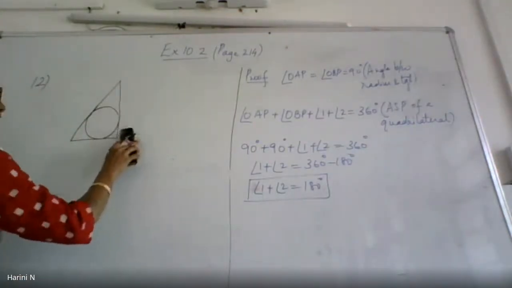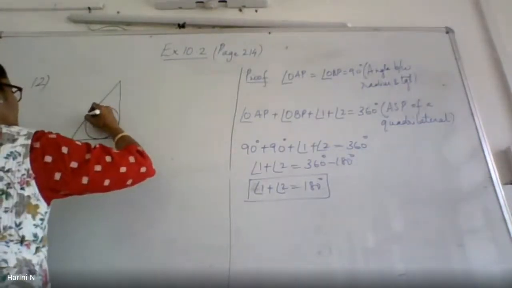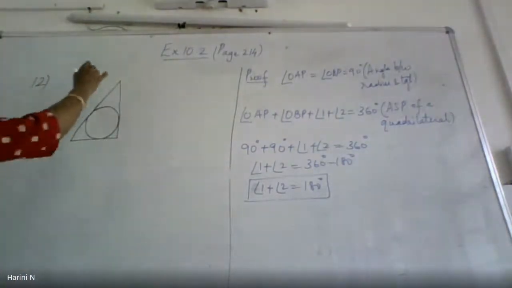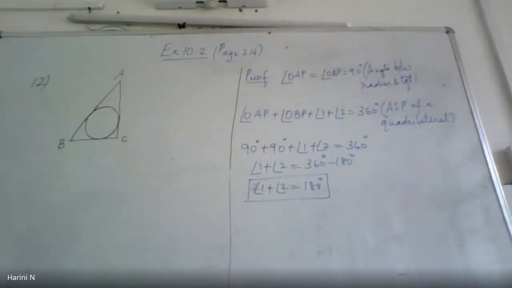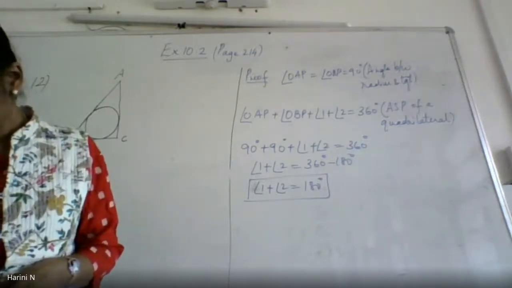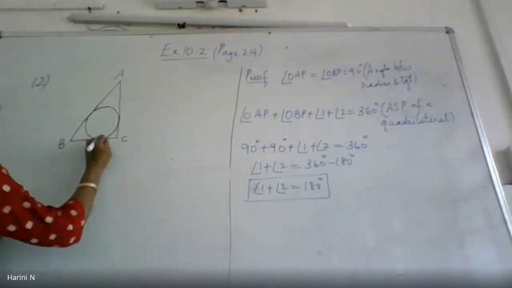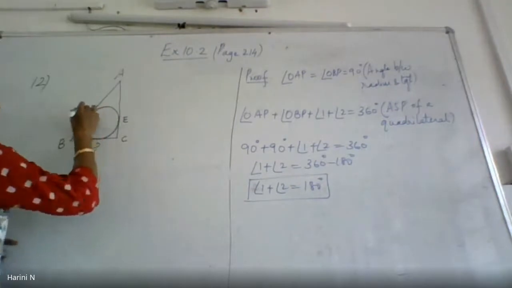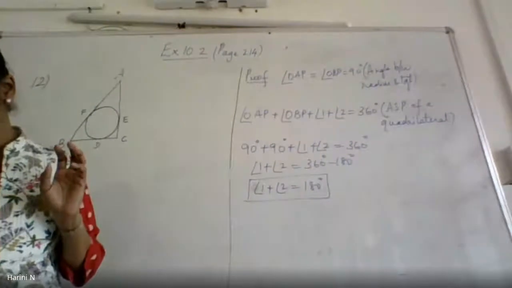Can you see somehow I have drawn this triangle? It may not be the same shape as it is expected, but somehow I could draw it. So I will tell the triangle is ABC like this. And I am given the length. BC is divided by 2 points. The points of contact are D, E, F. These are the points of contact between the edges of the triangle and the circle.